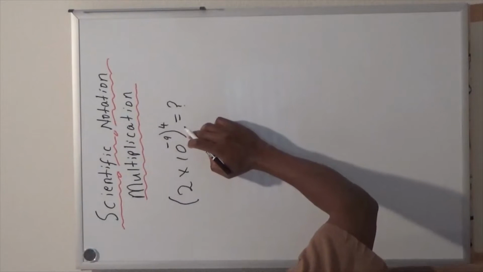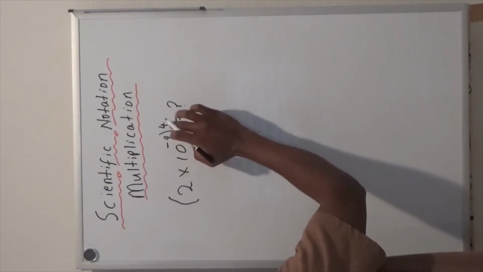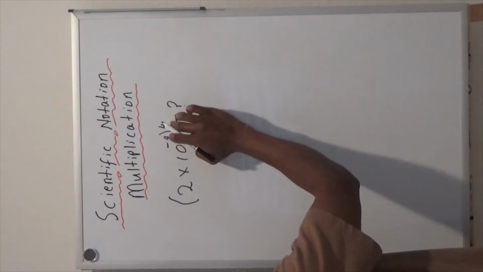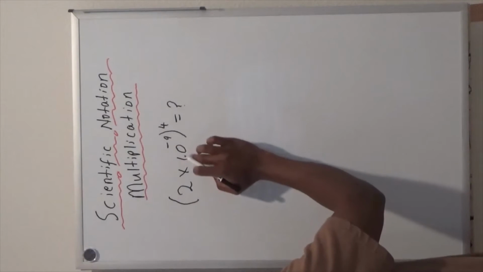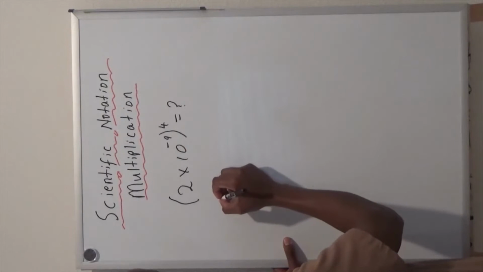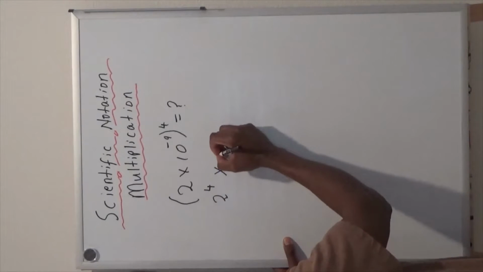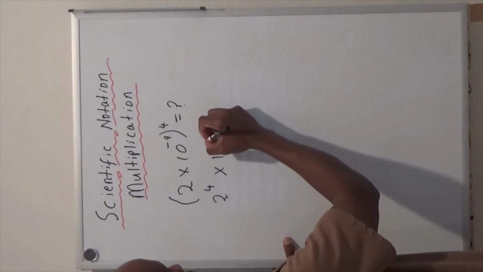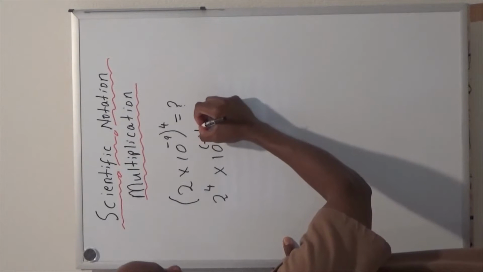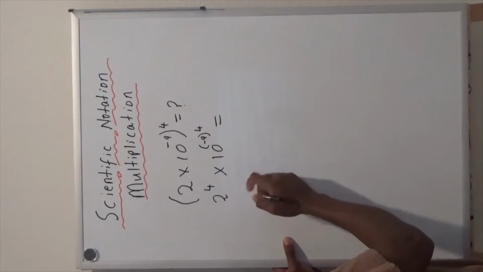First of all, open up the bracket or parentheses, as some people call them. You have to express each number. It's a multiplication, so it doesn't matter. You have to express each number in here, 2 to the power of 4 and 10 to the power of minus 9 to the power of 4. So it will be 2 to the power of 4 times 10 to the power of minus 9 to the power of 4. You can take each number the way it is.